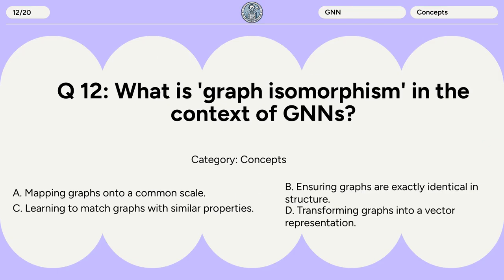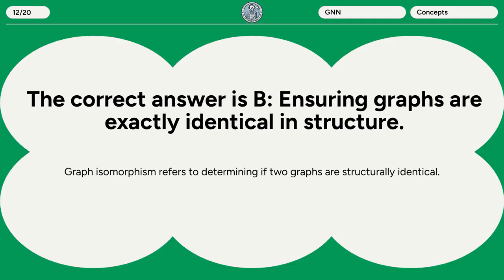Question 12. What is graph isomorphism in the context of GNNs? A. Mapping graphs onto a common scale. B. Ensuring graphs are exactly identical in structure. C. Learning to match graphs with similar properties. D. Transforming graphs into a vector representation. The correct answer is B. Ensuring graphs are exactly identical in structure. Graph isomorphism refers to determining if two graphs are structurally identical.